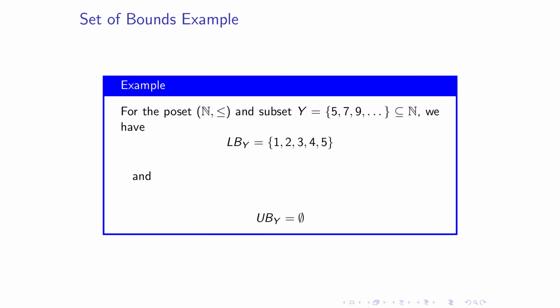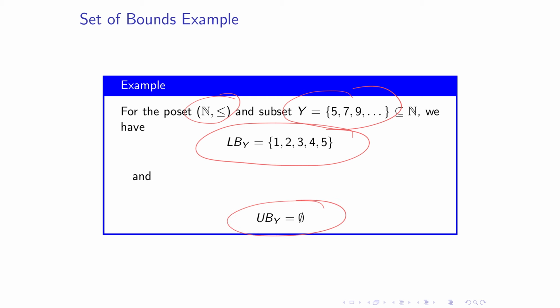So returning to the same example as before, where we take the natural numbers ordered by less than or equal to with the subset of the odd numbers starting at 5, the set of all lower bounds is the set 1, 2, 3, 4, 5. The set of all upper bounds is the empty set.